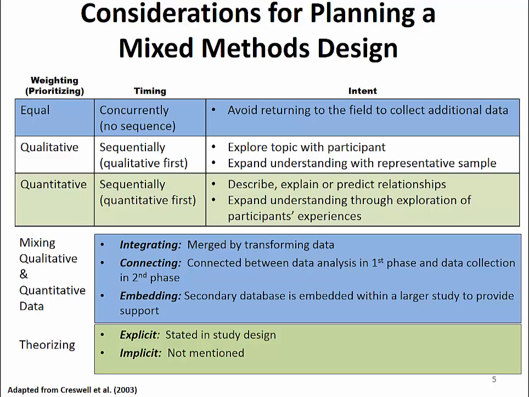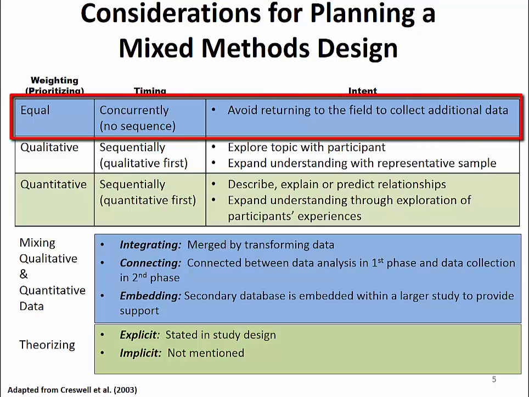When considering a mixed methods design, researchers need to make decisions about the weight or priority given to quantitative or qualitative methods, the timing of using both designs, the intent of the research, how to combine numeric, image and text, and how to handle theorizing. When equal priority or weighting is given to the design method, the researcher collects quantitative and qualitative data concurrently. This may be done if it's difficult for the researcher to return to the field to collect more data.